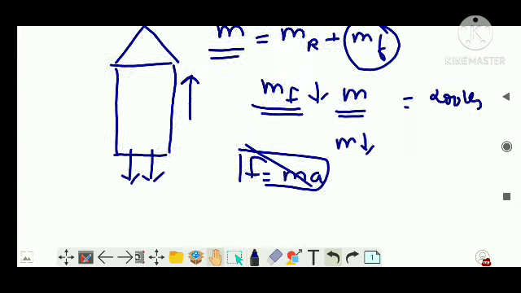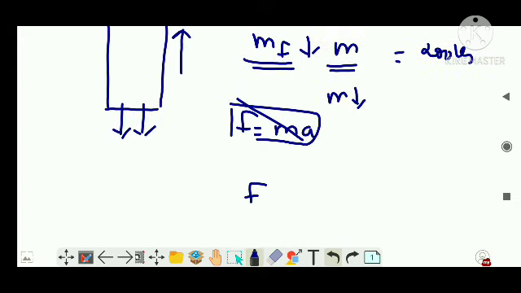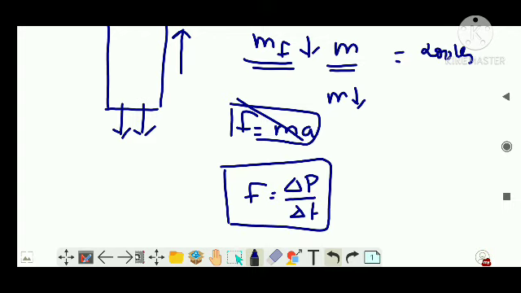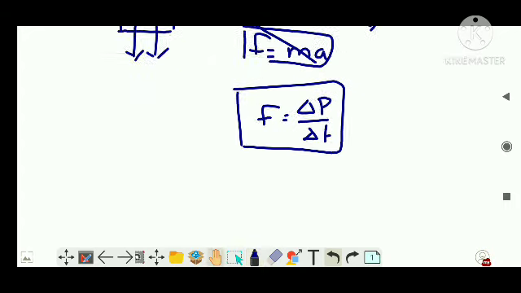That means I have to use here the equation F is equal to delta p by delta t. That is, you have to introduce change in momentum. So that is, what was the initial momentum when the fuel was there, and what was the momentum after the fuel is emitted, right? Similarly, there is another condition.